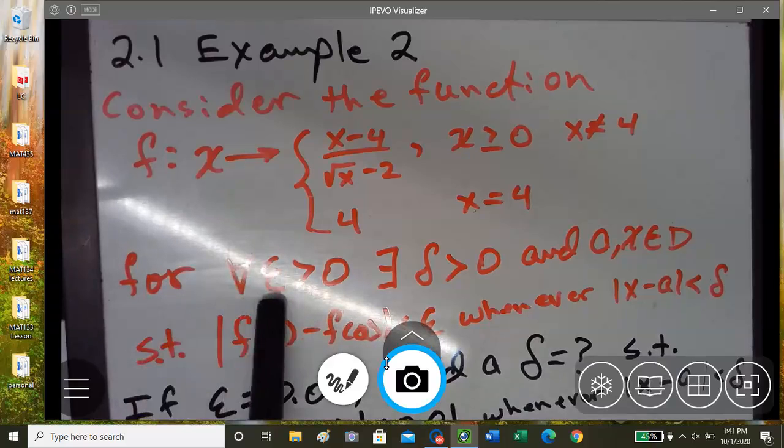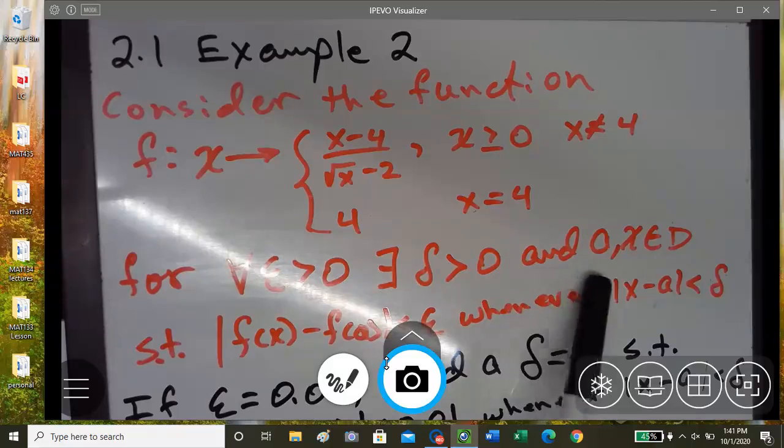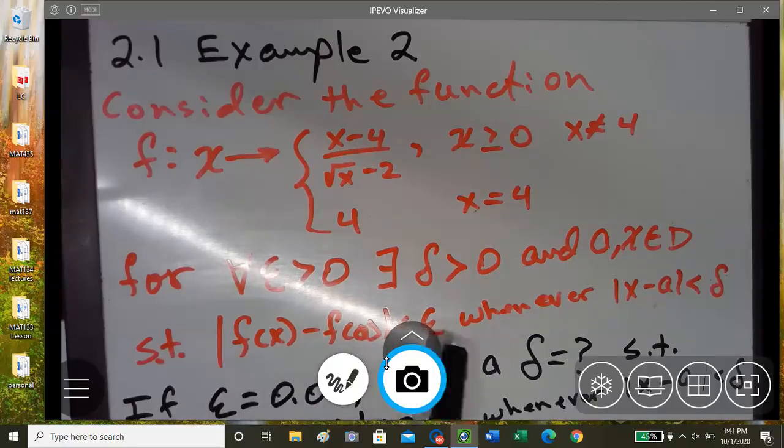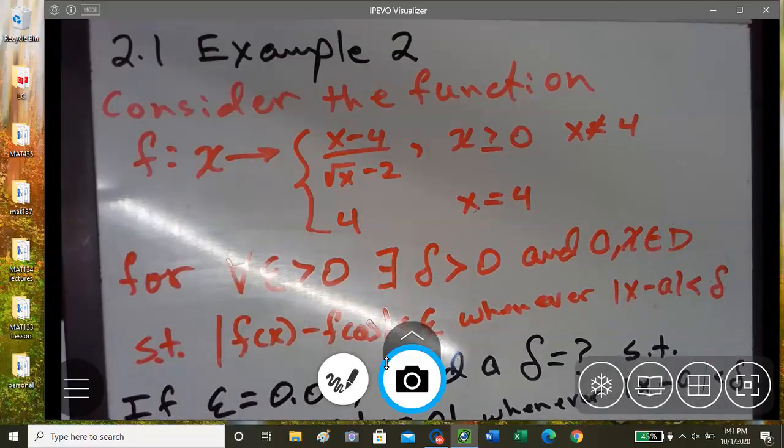So we're looking at: for all epsilon greater than 0, there exists a delta greater than 0, and a and x, which are elements in domain D, such that the absolute value of f of x minus f of a is less than epsilon whenever the absolute value of x minus a is less than delta. So this all here is the same as the last example.